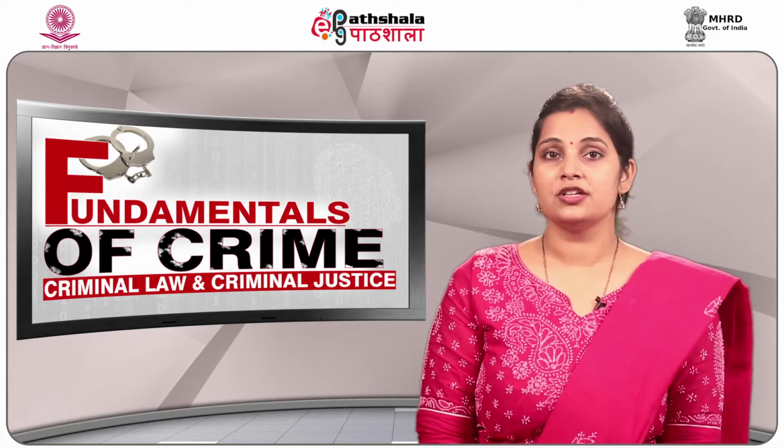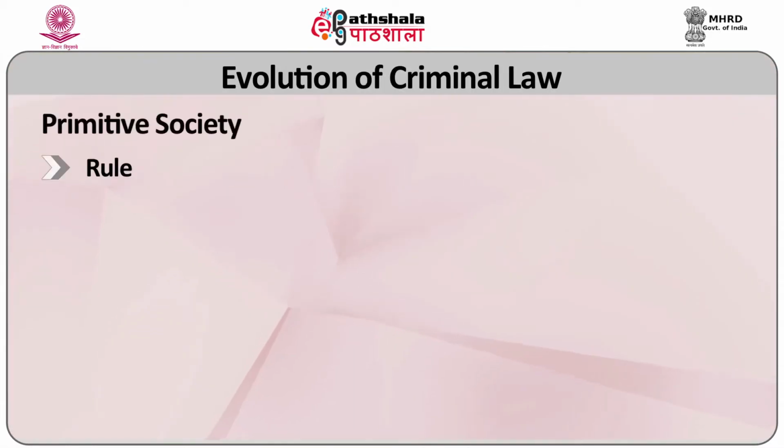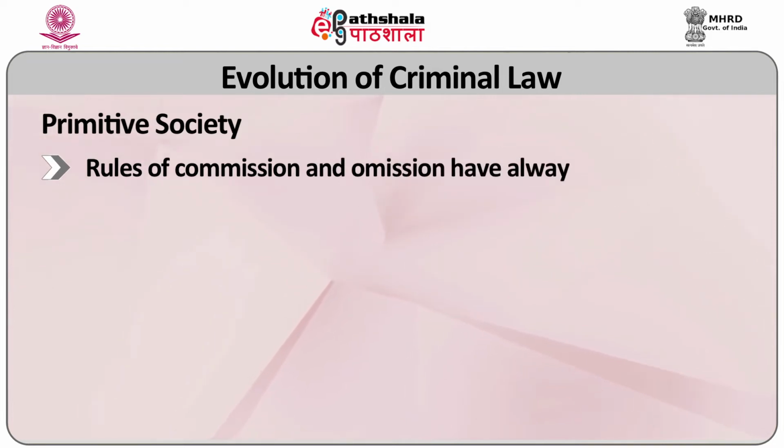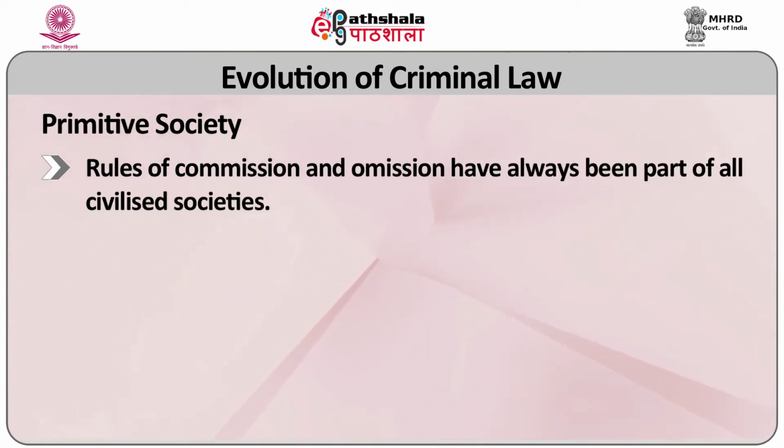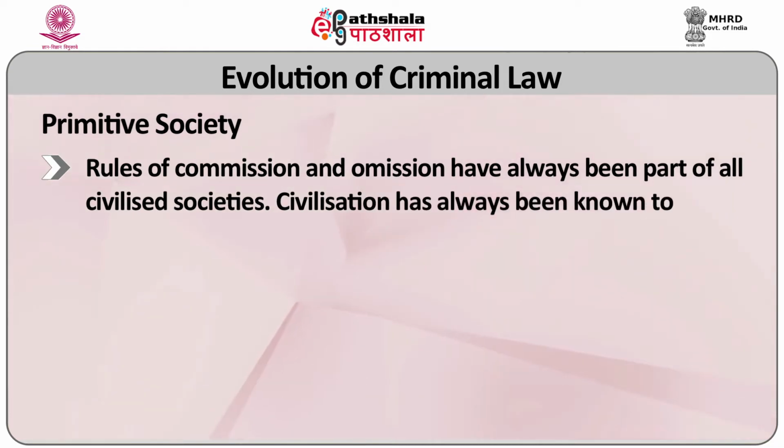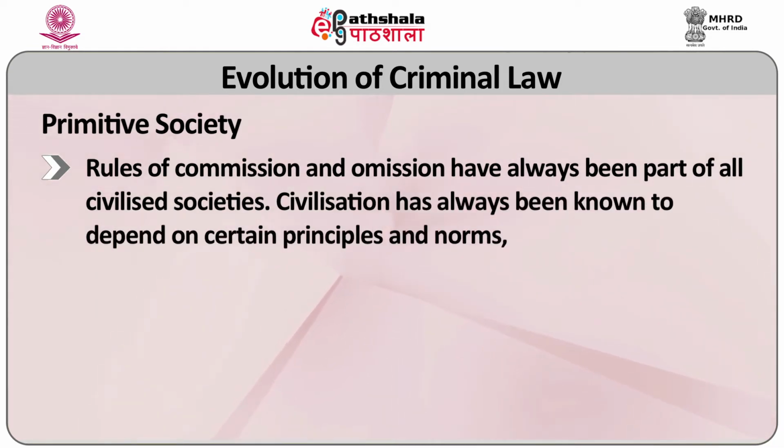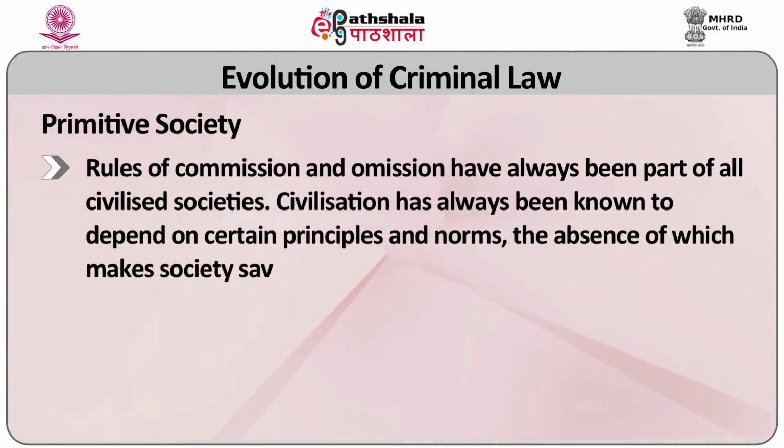law in primitive society. Now, rules of commission and omission have always been part of all civilized societies. Human society is about establishing norms. It is about establishing rules and regulations which guide human conduct. Civilization has always been known to depend on certain principles and norms, the absence of which makes society savage. If it doesn't make society savage, it creates indiscipline and therefore discomfort for all members of society.